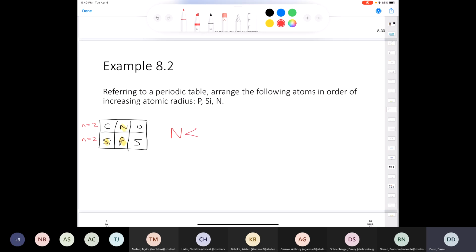Could anybody tell me what would be the next largest? So after nitrogen, it's going to be phosphorus, right? And then silicon will be the largest, right? Because phosphorus is smaller than silicon because effective nuclear charge increases as we go from left to right across the periodic table.